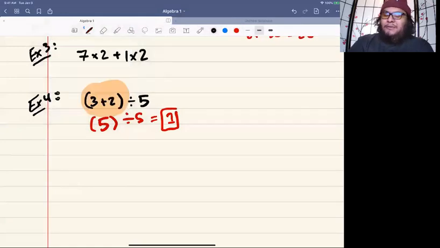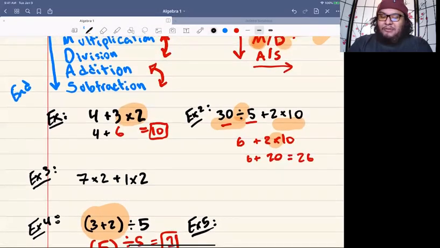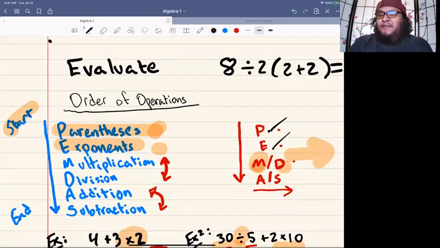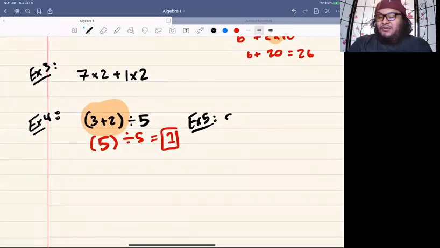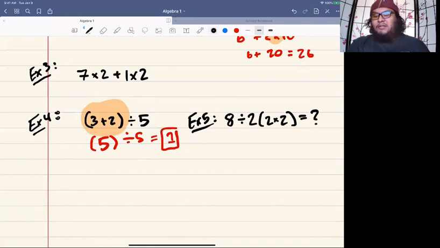Another type of example we can do, example 5, is the following. We're just going to do our little problem up here. It's going to be 8 divided by 2 times 2 plus 2. All right, so we're actually going to do our challenge problem. What does this equal?